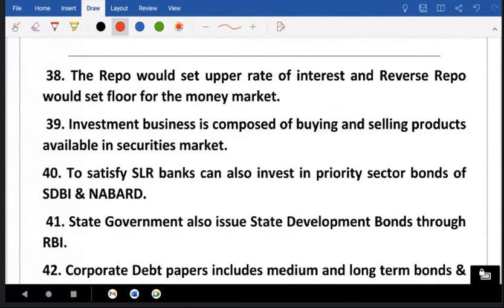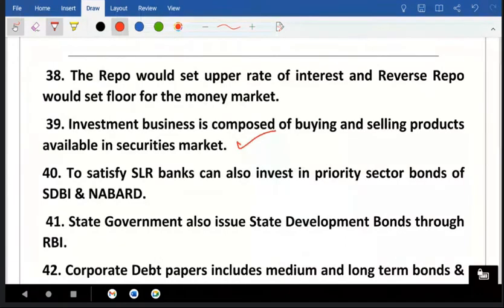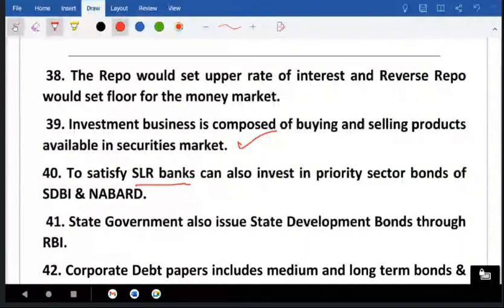Investment business is composed of buying and selling products available in the security market. Okay. Now, to satisfy the SLR, banks can also invest in priority sector bonds of SIDBI or NABARD.